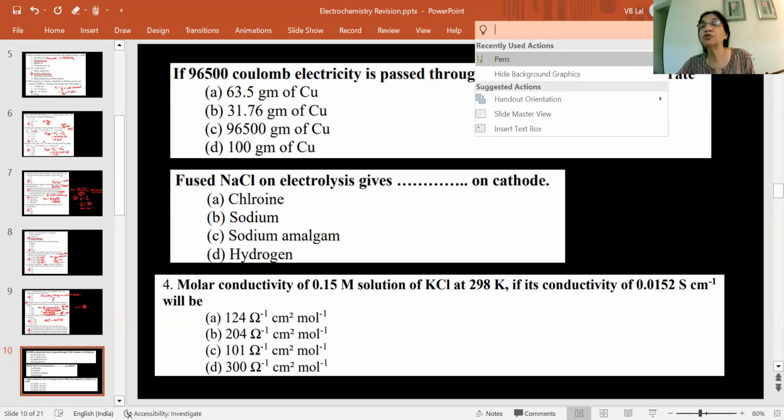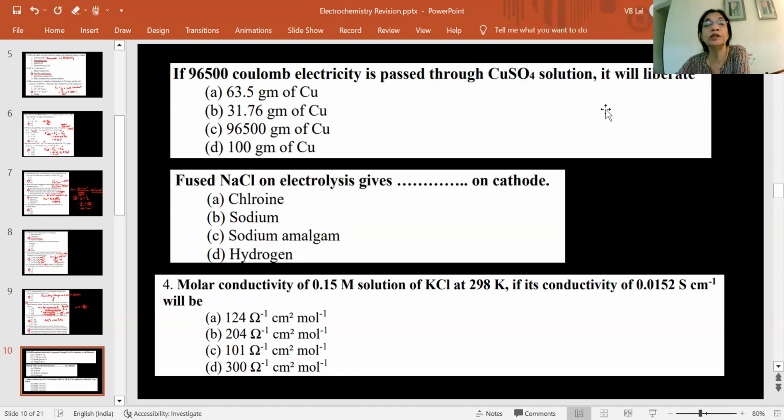Now, this is for Madhavan. You were present yesterday. Madhavan, tell me. If 96500 coulomb of electricity is passed through copper sulfate solution, it will liberate how much of copper? Copper is 63.5, the atomic mass of copper is 63.5. So you have 96500 coulombs of electricity. How much copper will be precipitated? How will you find?